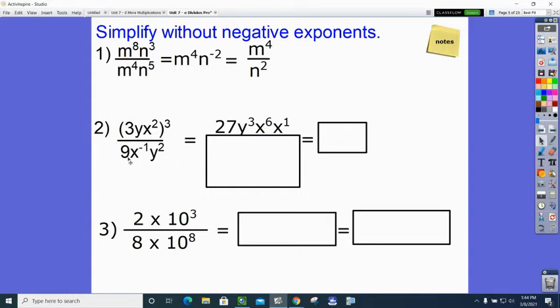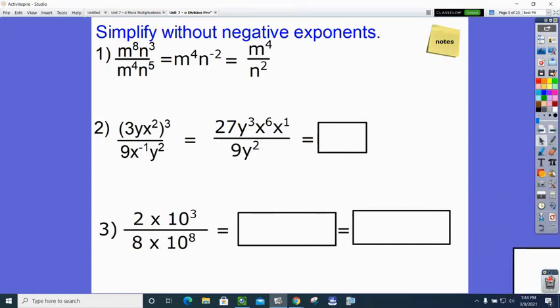Now when I look at the denominator, the 9 is still going to be there, but this guy is going to reciprocate and come to the top. That guy is positive, he's going to stay on the bottom. Let's make sure that you understand. 3 to the 3rd, y to the 3rd, x to the 2nd to the 3rd. The x to the negative 1 reciprocated and became x to the 1 on the top. 9 is on the bottom, stays on the bottom. He's 9 to the 1st, he stays there. Y to the 2nd stays there.